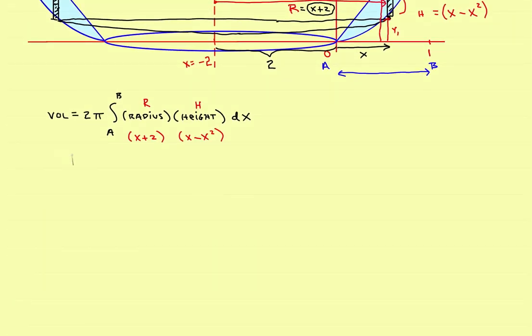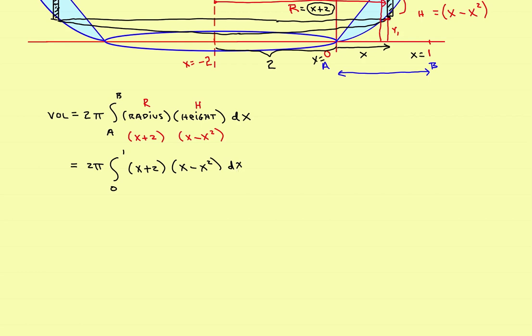Okay, so the volume would be equal to 2 pi times the integral, again, from x equals 0 to x equals 1, this distance across here, so from 0 to 1 of x plus 2 times x minus x squared dx.